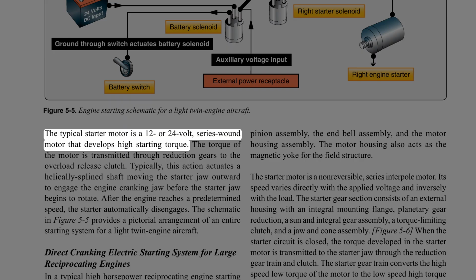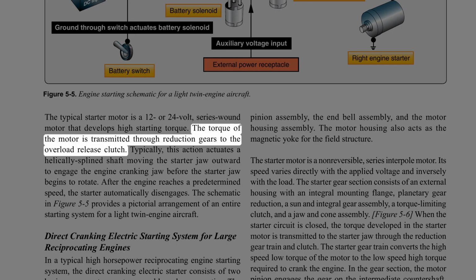The typical starter motor is a 12 or 24 volt, series wound motor that develops high starting torque. The torque of the motor is transmitted through reduction gears to the overload release clutch.